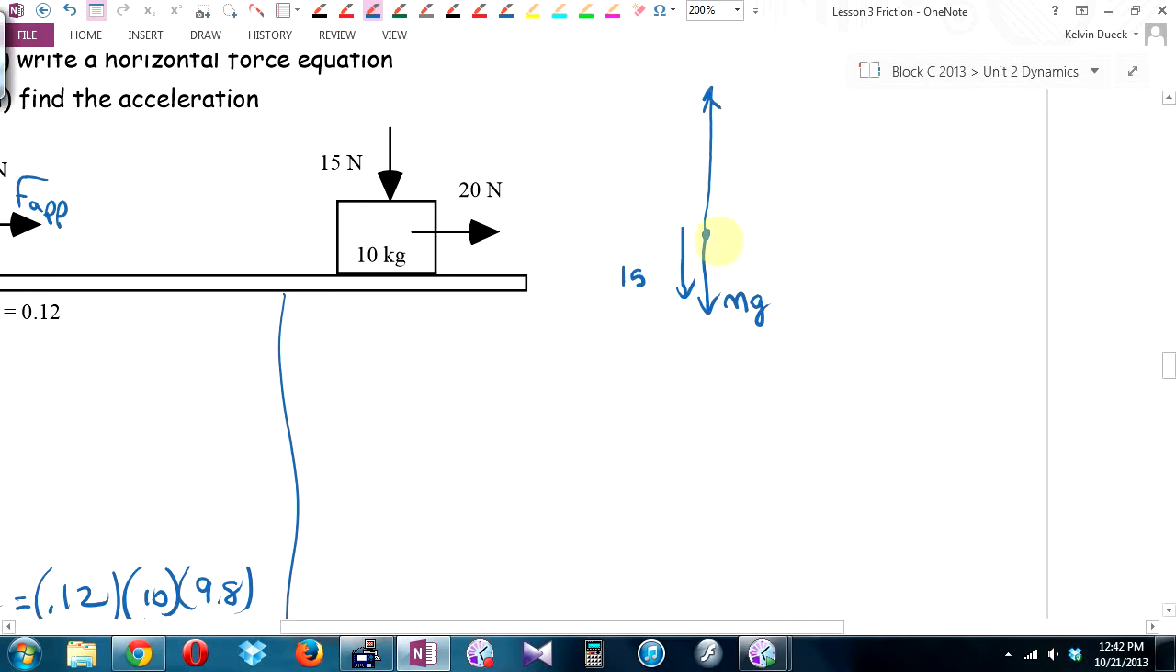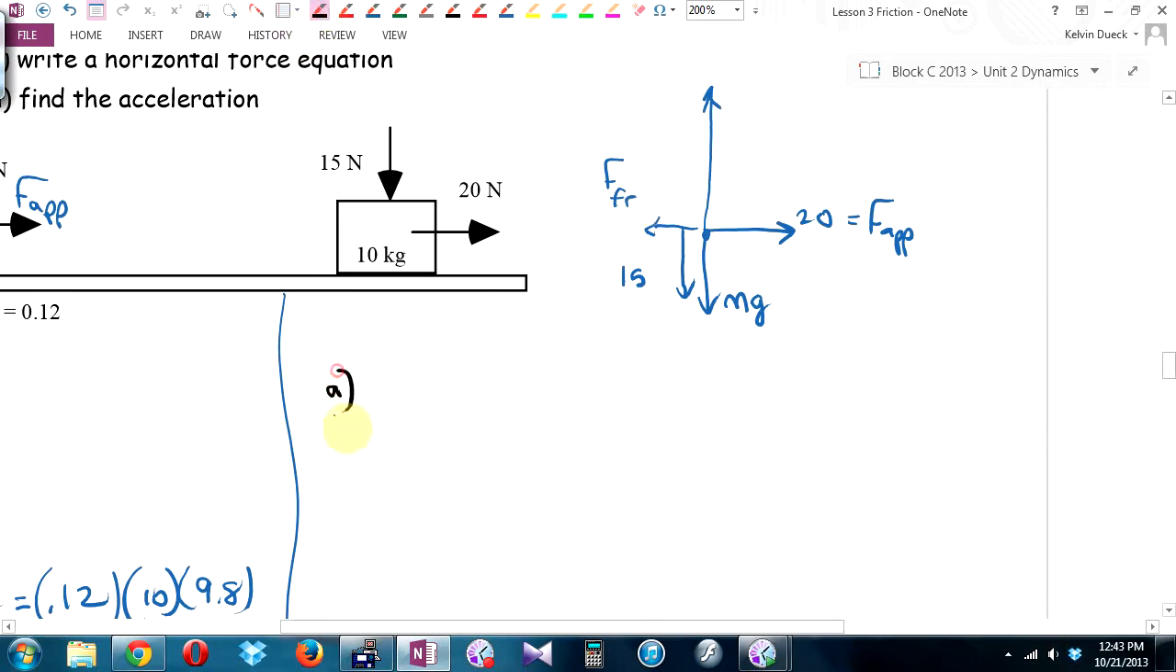Then I have 20, which is the applied force. Here, Dueck, let's be a little clearer. Let's go 20 equals F applied. Is that it? No, you say? All right.